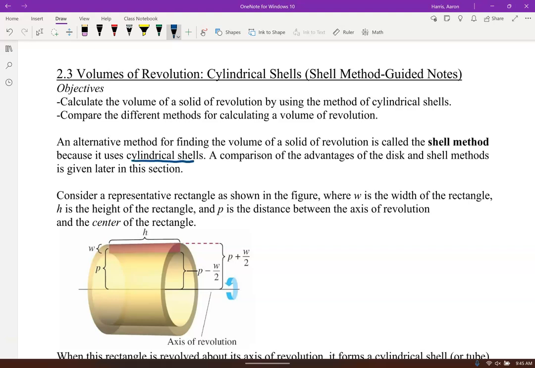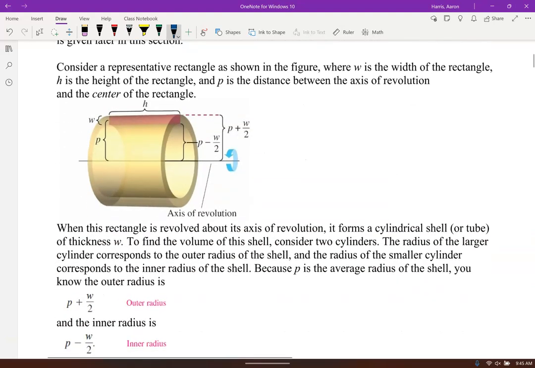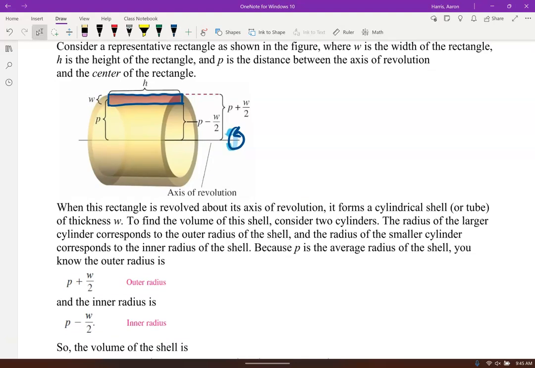So let's see if we can set this up here. What we're going to do is consider this rectangle as shown in the figure here, and we're going to notice this rectangle is parallel to the axis that we're revolving it around. So if you imagine the horizontal axis of revolution here, where W is the width, H is the height of the rectangle, and P is the distance between the axis and the center of the rectangle.